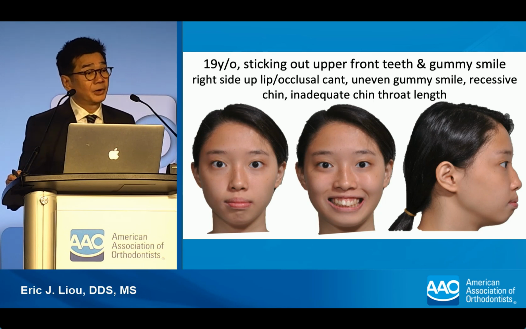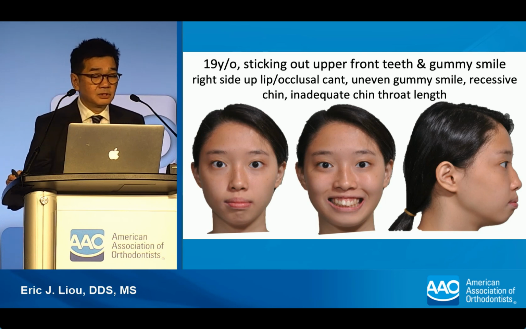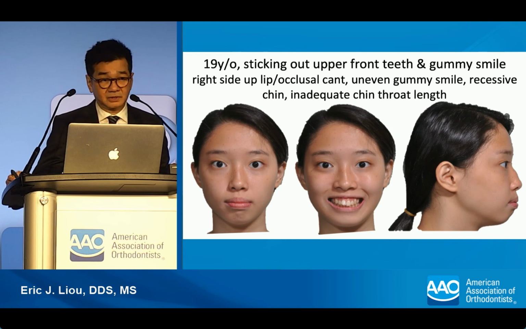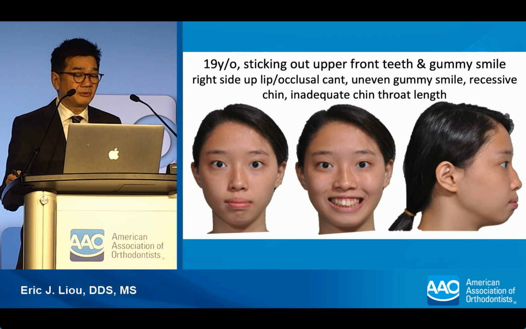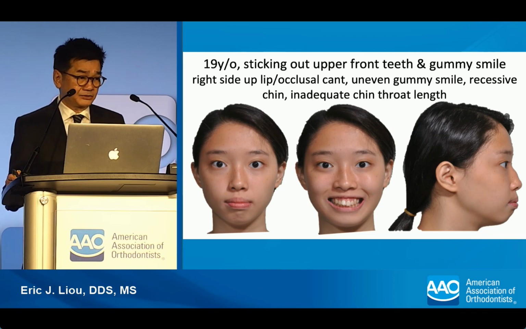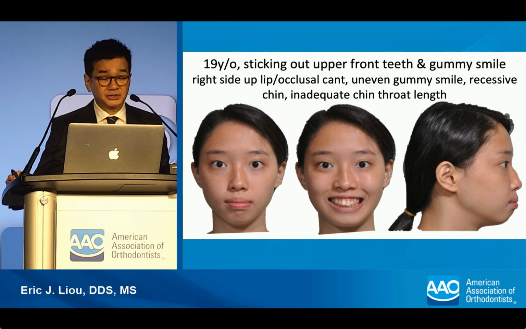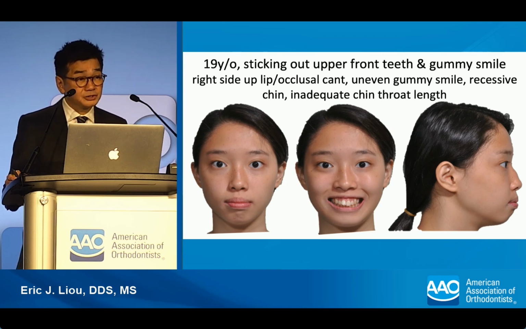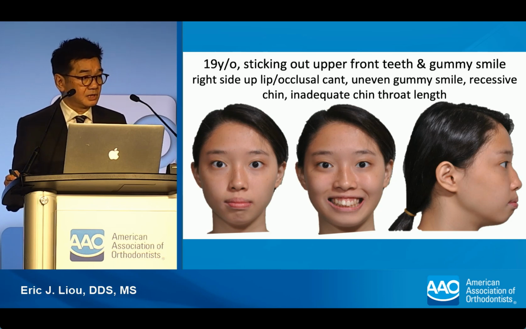So now we have a 19-year-old young girl whose chief complaint was sticking-out upper front teeth and also a gummy smile. As you can see from the slides, she also has an occlusal cant and uneven gingiva display when she smiles. And also the chin, because of lip incompetence, looks like the chin-throat length is quite short.